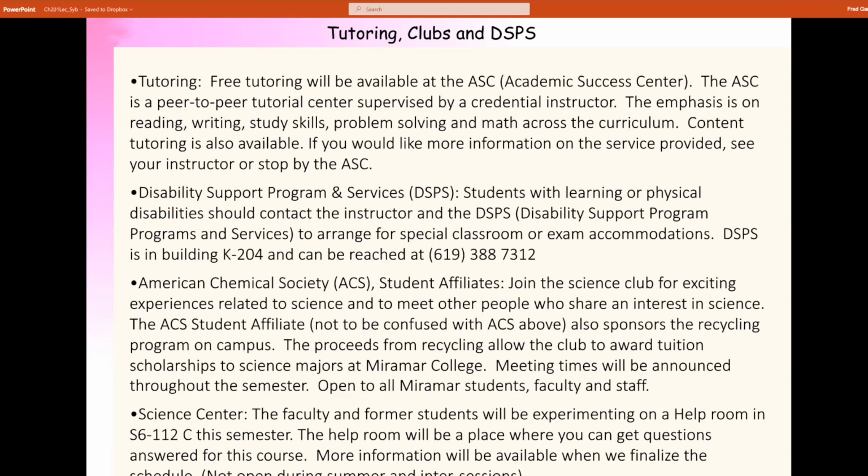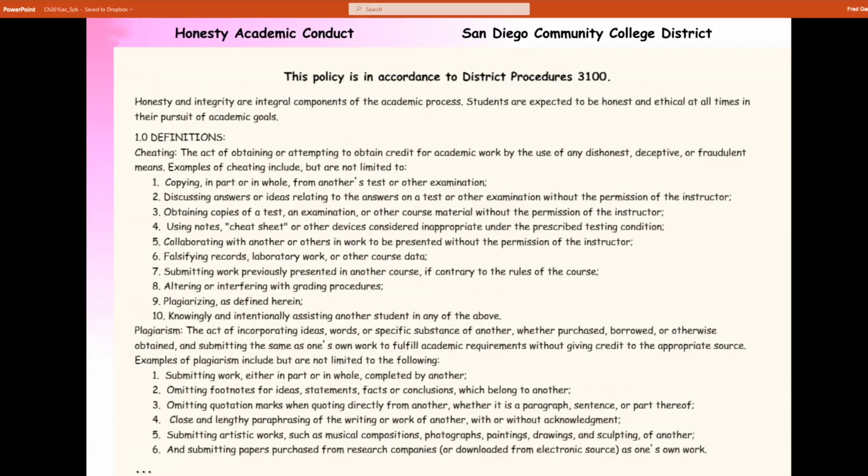If you are a DSPS student, please let me know. There's a form that you need to submit to me so that we can make the correct accommodations. Usually that means time and a half on the exams. Okay, so please let me know if you're a DSPS student. So those are just some of the services that the college offers.